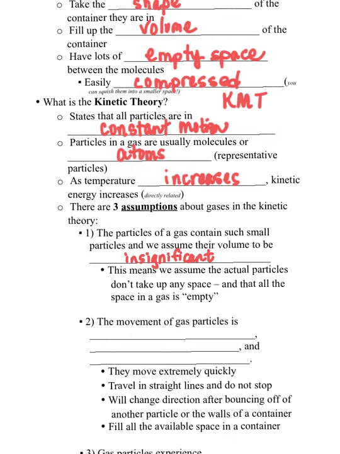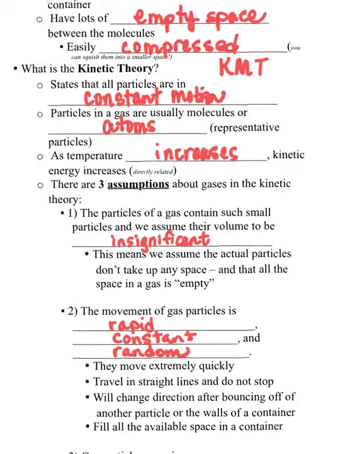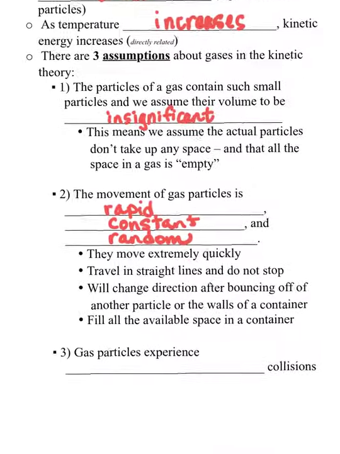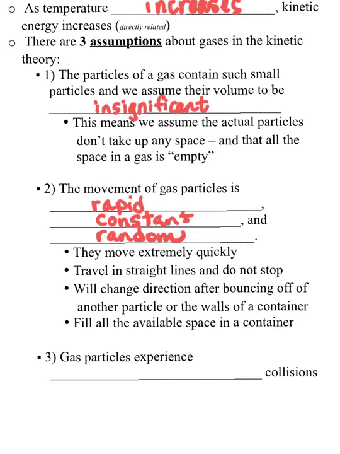The movement of gas particles is rapid, constant, and random. They move extremely quickly. They travel in straight lines and do not stop. They will change direction only after they bounce off of something else, if they hit something, basically, or the walls of the container, and they fill all the available space in a container.